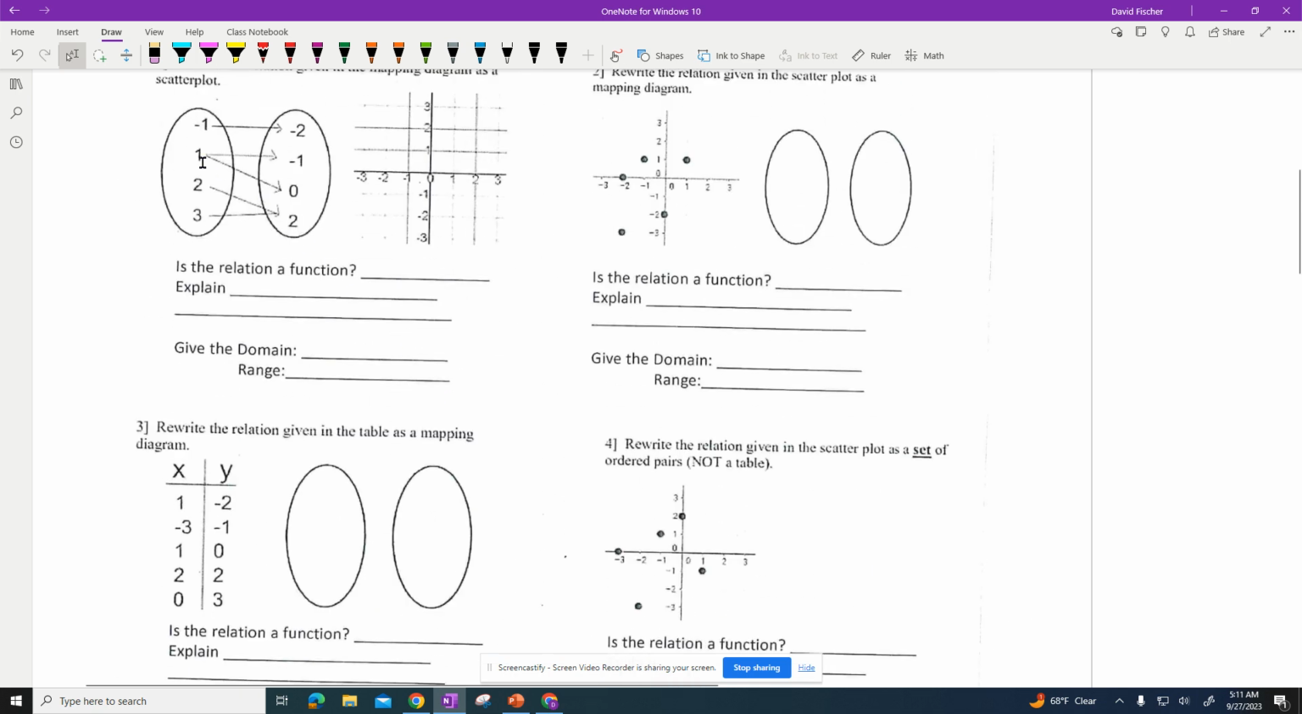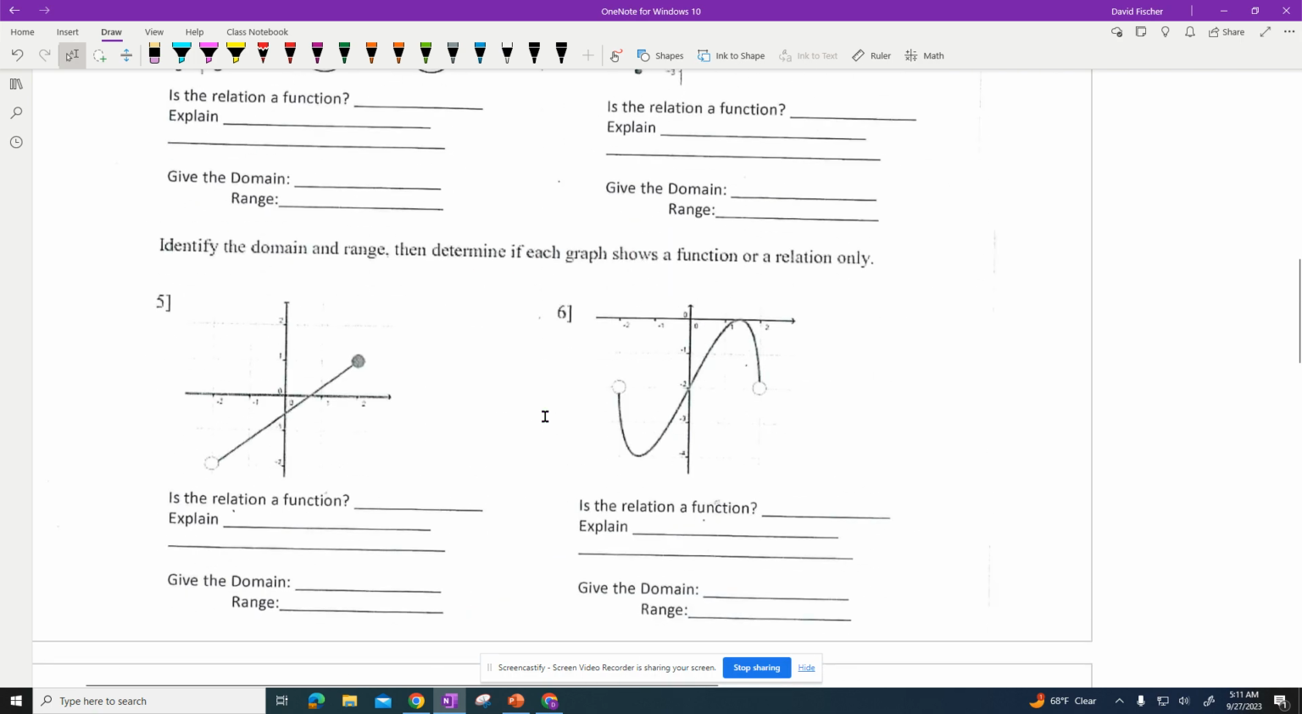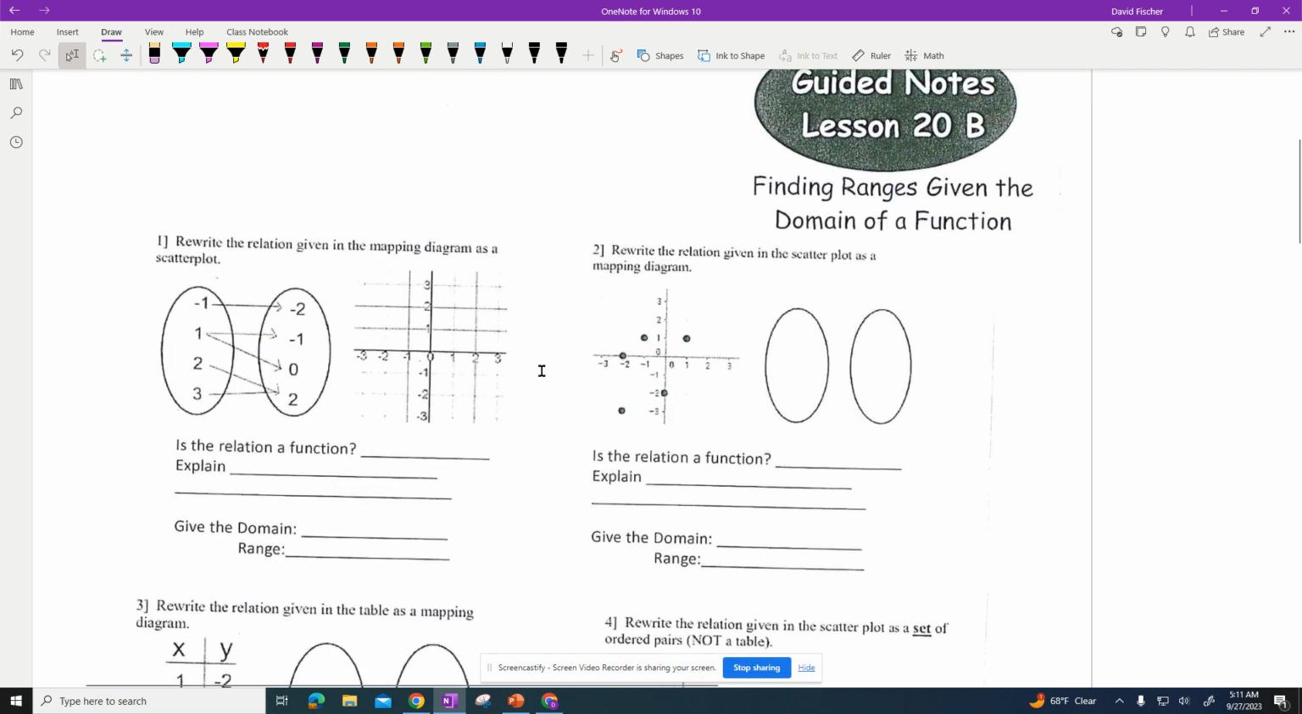And then on discrete graphs, they're individual dots. So this whole first page here should take you a little bit of time. It's the warm-ups. This is what we did yesterday.